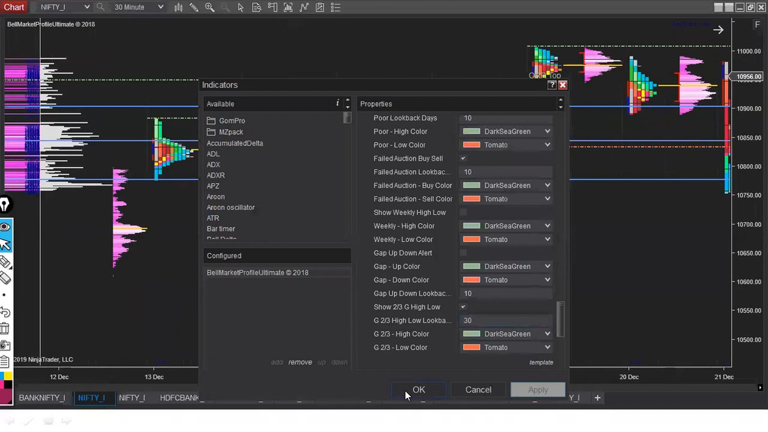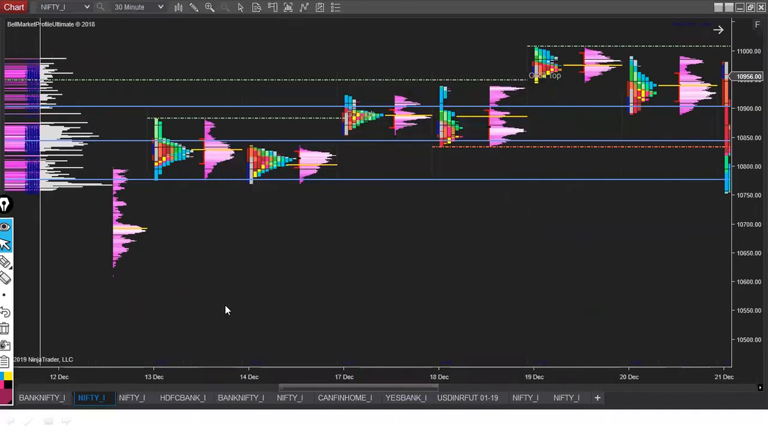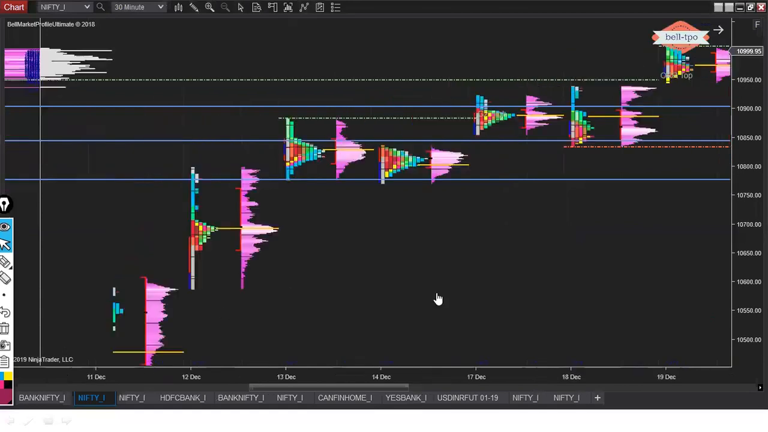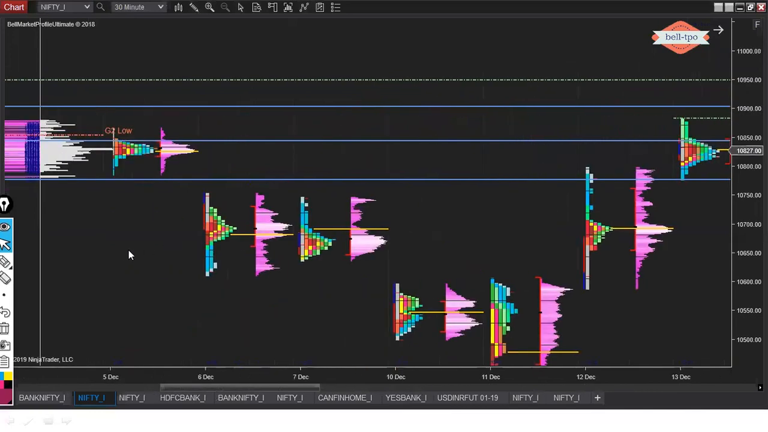Sir, are these there in Finalgo? No. See, G2, G3 are proprietary setups from market calls. They are available only in Bell TPO. Finalgo is nowhere related to that.